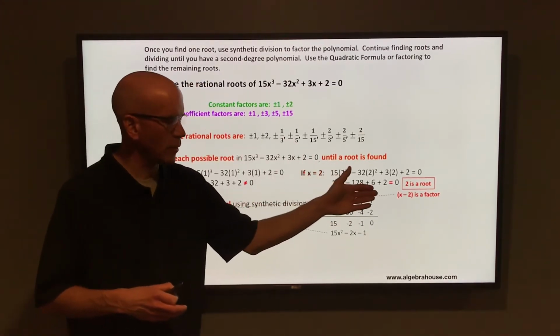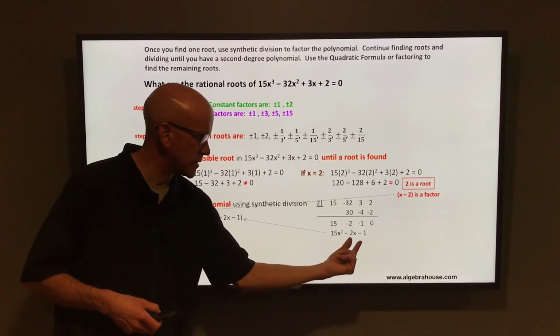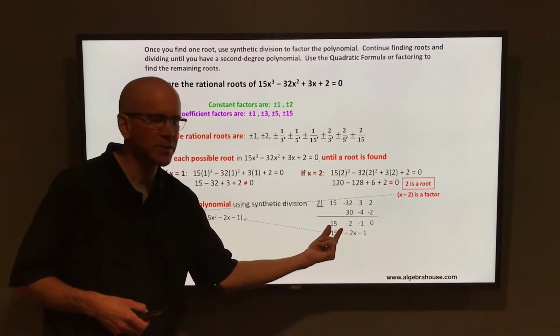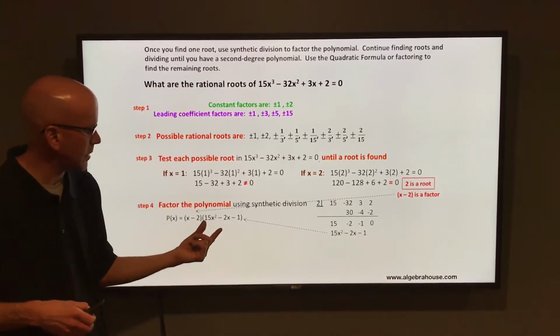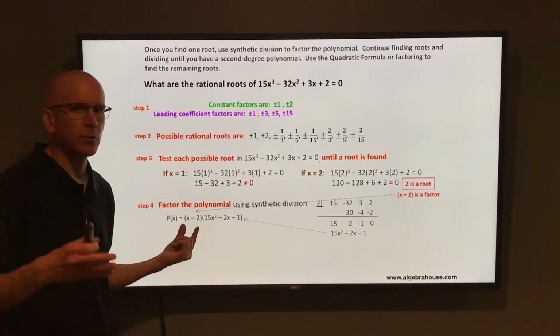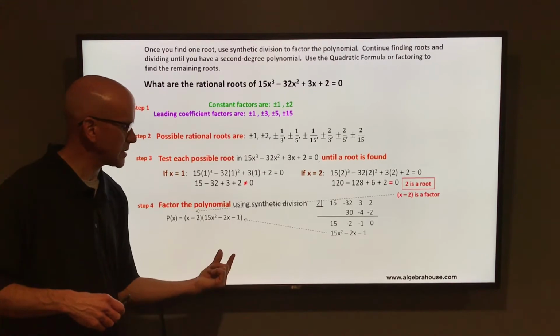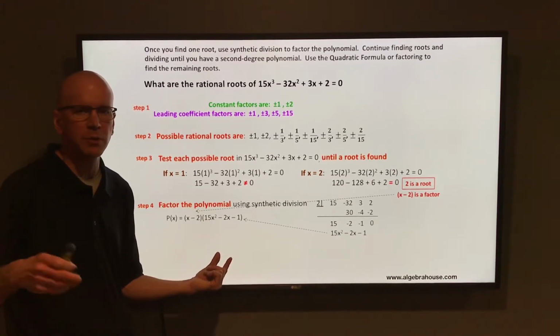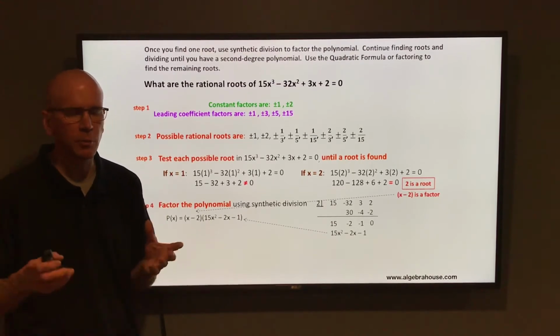That means definitely you are dividing by a factor, but we ended up with another factor, 15x squared minus 2x minus 1. So these are the coefficients of that other factor. 15x squared minus 2x minus 1 is another factor, along with the factor we already have of x minus 2. So if we can factor this 15x squared minus 2x minus 1, or possibly use the quadratic formula, hopefully that will end up giving us more solutions, more roots.